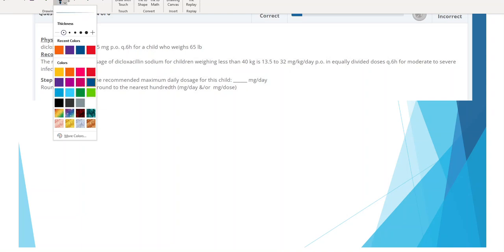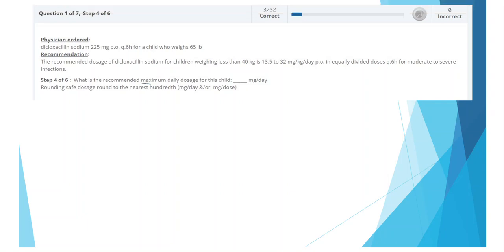So let's go with blue here. This one's asking for the maximum daily dosage. We're going to look at it the same way. We have to remember that the child's weight is 29.5 kilograms. 13.5 was our minimum. Our maximum is the 32. So we'll start out the same way as I did the other: 32 milligrams per kilogram per day times our child's weight, which is 29.5 kilograms.